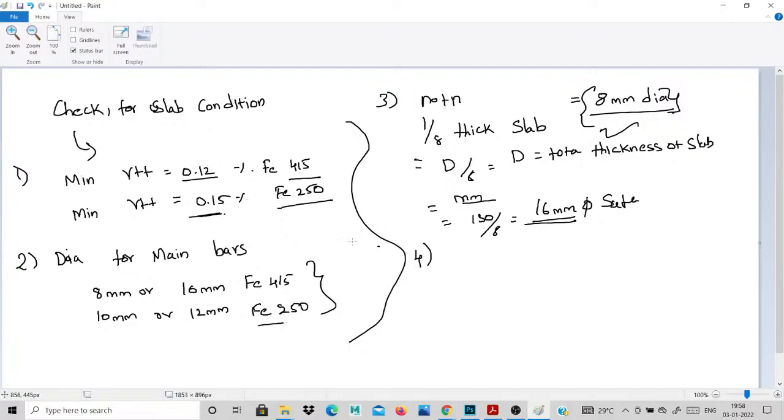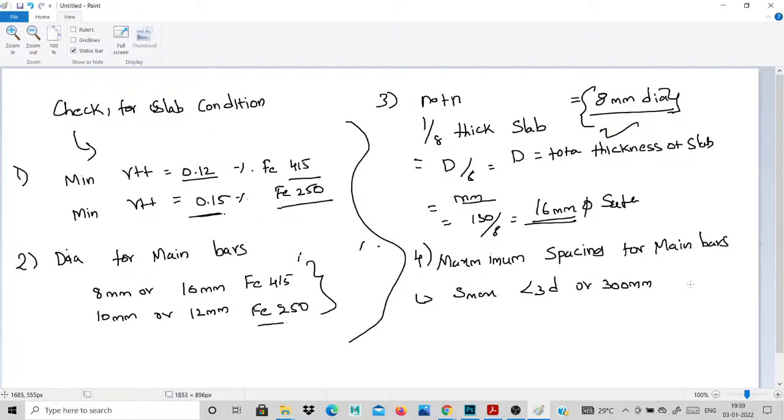The next one is the maximum spacing for main bars. S max is 3d, that is 3 times the effective depth, or 300 mm, whichever is smaller. You take that as the maximum spacing for your main reinforcement.